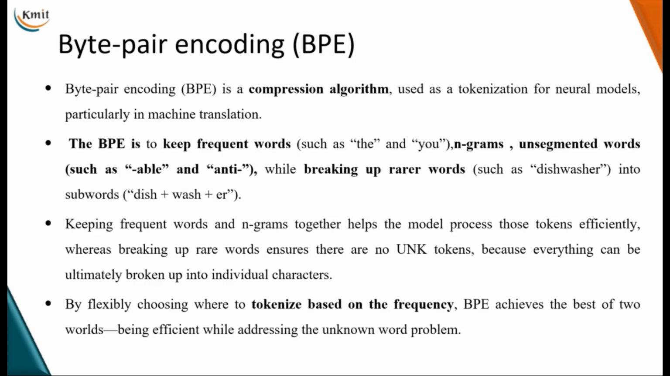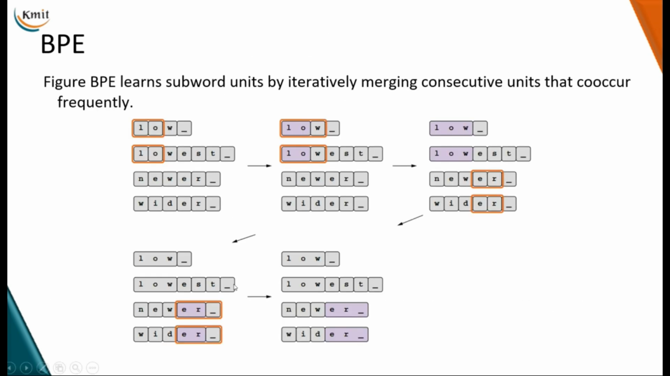I'm using this underscore token here because it is a special symbol that indicates the end of each word. So I'm taking low, lowest, newer, wider, and for each word I'm using the underscore, which marks the end of the word. Then the algorithm identifies the two consecutive elements that appear most often. So in this case, LO appears most often, 2 times, so these characters are merged, offering LOW as the new subword.